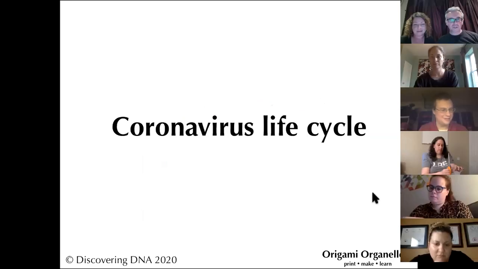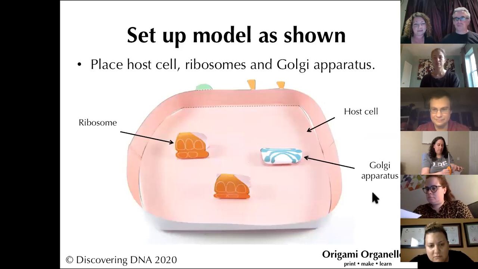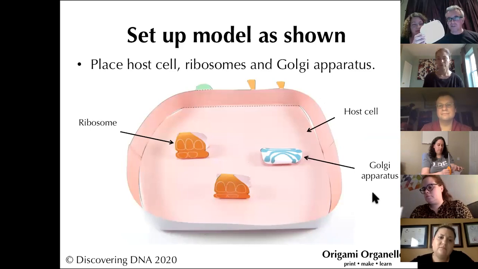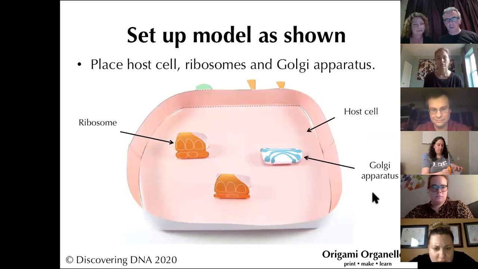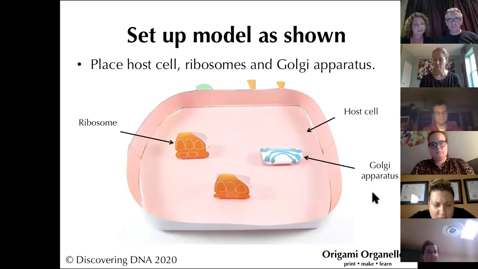And I can start talking through the actual life cycle, because we'll be using the model for that. Okay, so just carry on while we're working. We're going to use the first part you made in a moment, and that is the cell membrane from the host cell. And you just need to put your ribosomes and the Golgi apparatus in there. And then that will be what you infect with the viral particle.